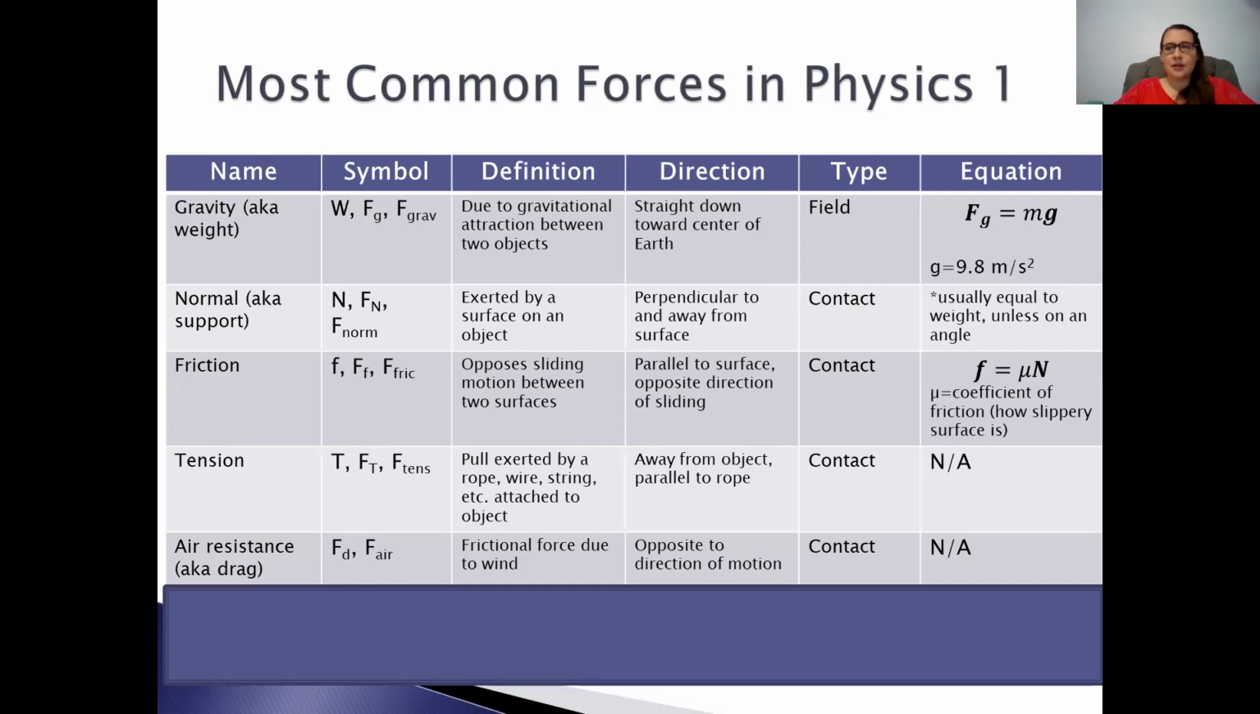Air resistance is another less common one, but you might see it in Physics 1 a little bit. We usually see that written as FD for drag or F air for air resistance. This is a kind of frictional force, but specifically due to wind. So again, this opposes the direction that something is moving. It's a contact force, and there's not an equation that we'll use for it in Physics 1. There are equations that you can use for drag, but that would be more in fluid mechanics and other classes that you won't get into in Physics 1.